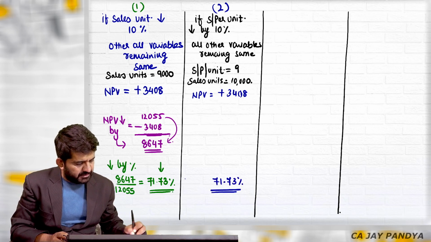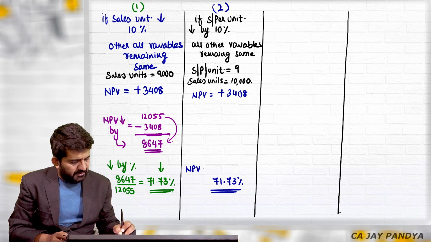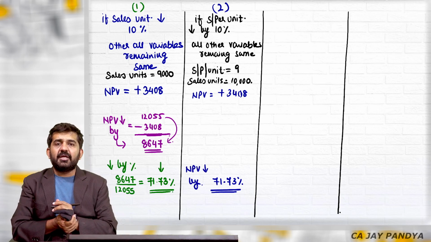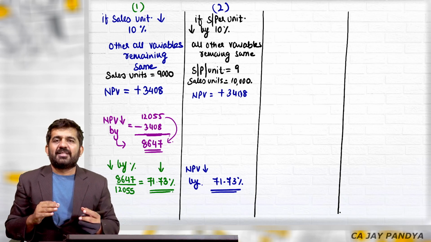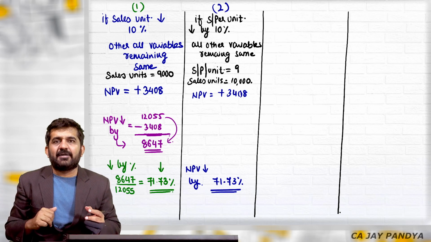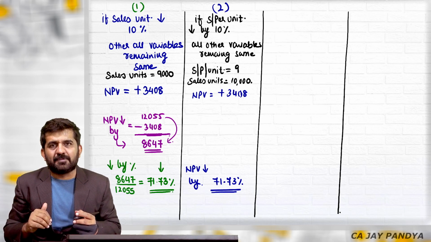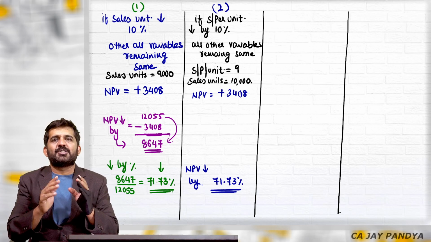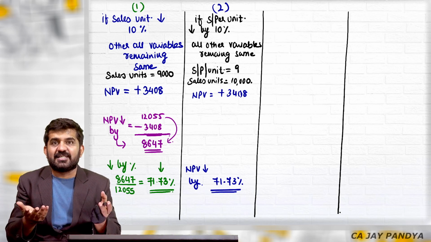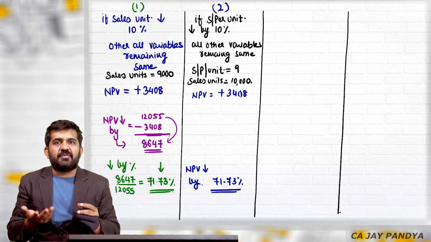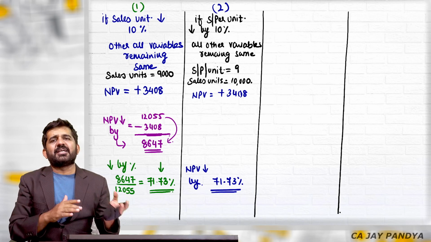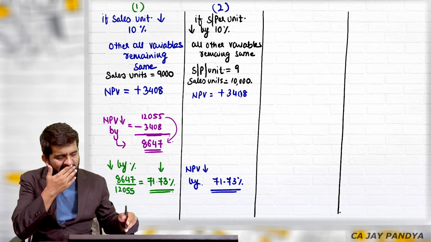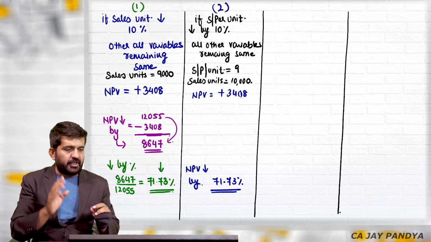71.73%. NPV will decrease by 71.73%. So it is mathematical, right? Whether selling price decreases by 10% or sales unit decreases by 10%, the effect is going to remain the same on your sales revenue. Nothing will change in variable cost because it is a percentage of sales in rupees, and nothing is changing in fixed cost and anything else. So the answers remain the same in the first and second cases.